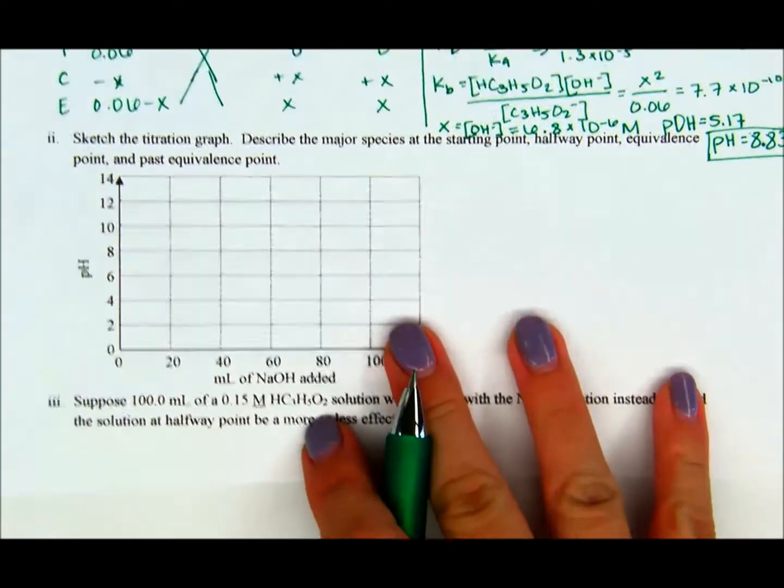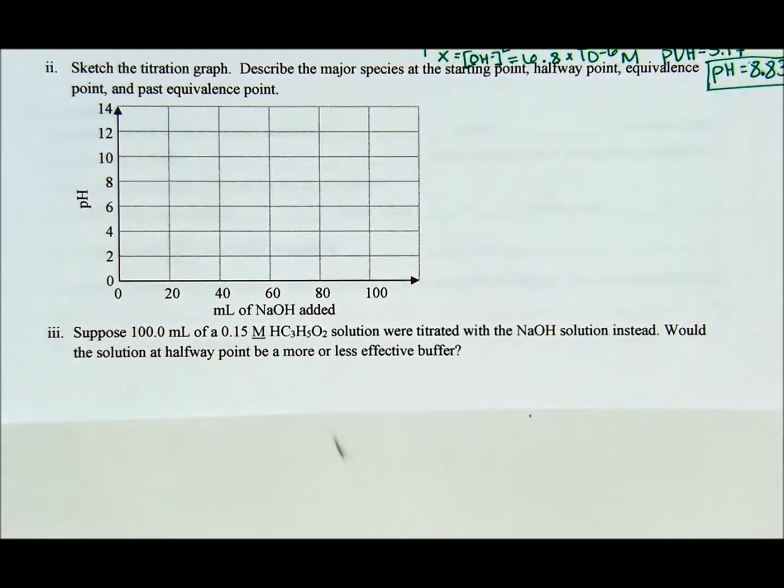Okay, let's look at your next problem here. This is asking us to sketch a graph of everything that we just calculated. So we're going to sketch our titration graph. We're going to describe the major species at 4 of these points, starting halfway equivalence, and then past the equivalence point, and see what's present there.